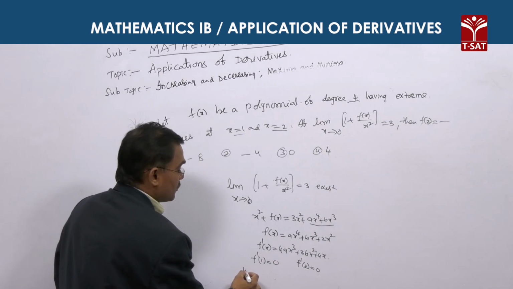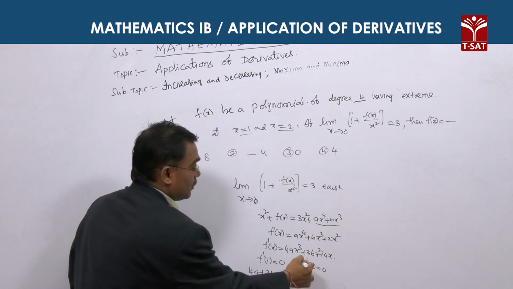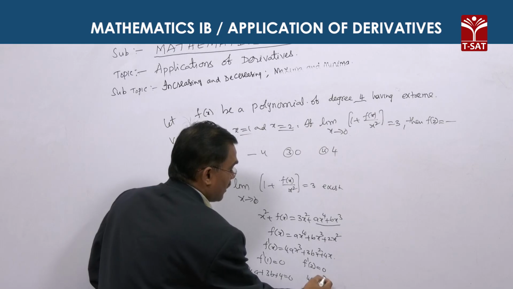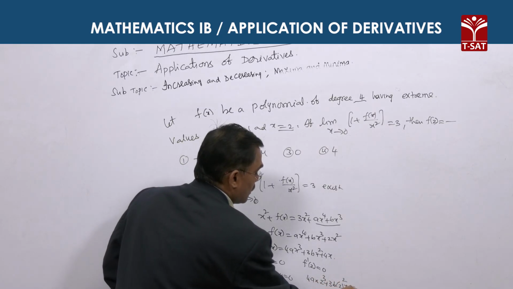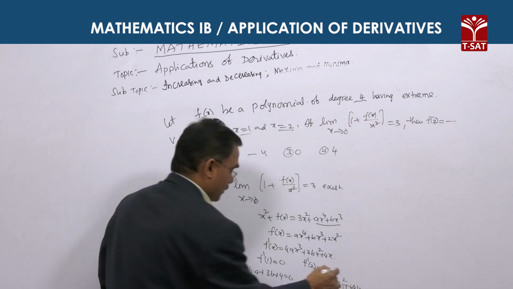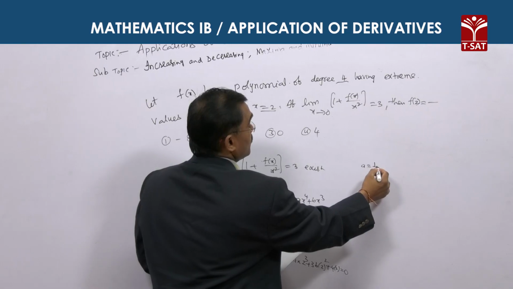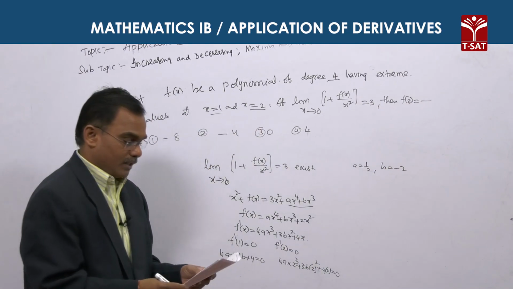F dash 1 equal to 0 means 4a plus 3b plus 4 is equal to 0. F dash 2 equal to 0 means 4a into 2 cube plus 3b into 2 square plus 4 into 2 is equal to 0. Solving these two equations, we get a is equal to half and b is equal to minus 2.